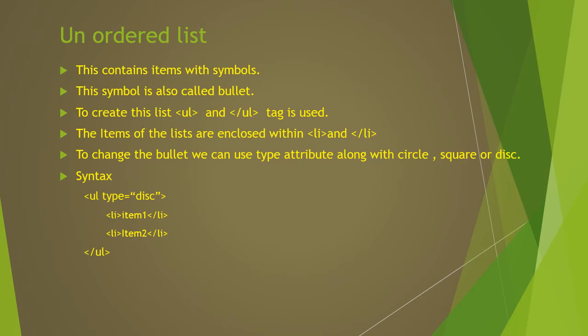To create this list, the ul opening and closing tag is used. The items of this list are enclosed within li. So if you want to insert items in the list, we have to use the li tag. To change the bullet, we can use the type attribute along with circle, square or disc. Syntax for this: ul type is equal to disc. li will be used for giving each item: li item 1, li closes, li item 2, li closes, and so on, and lastly we close the ul. Let's see practically how this is going to appear.